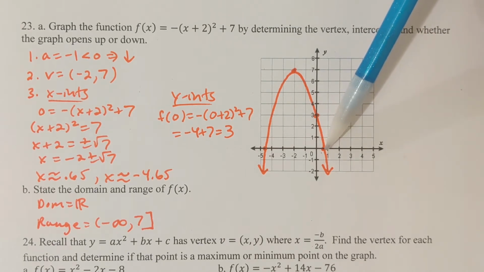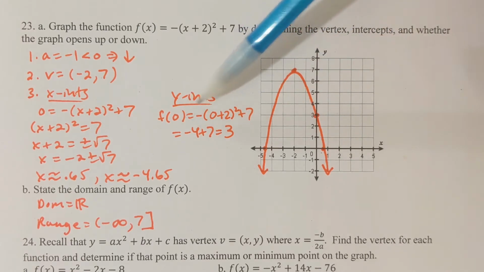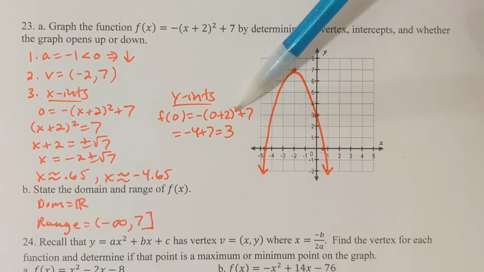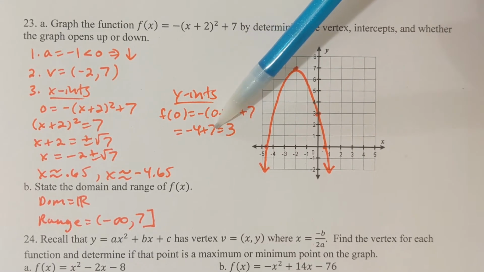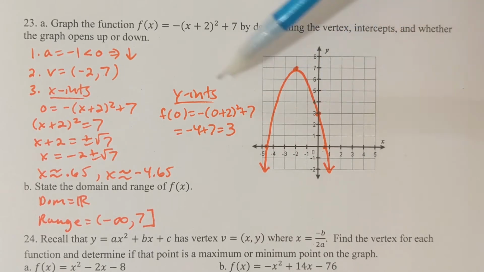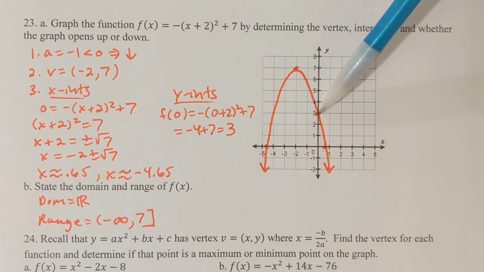To get the y-intercept, I need to let x be 0. If I plug 0 into the function, 2 squared is 4, although there'd be a negative in front of that. Negative 4 plus 7 is 3. Okay, so (0, 3) would be where the parabola crosses the y-axis, and I've got that point plotted.